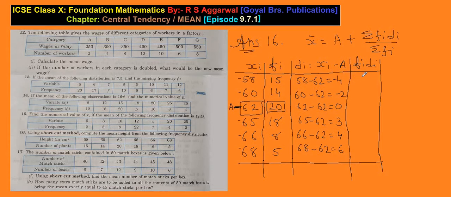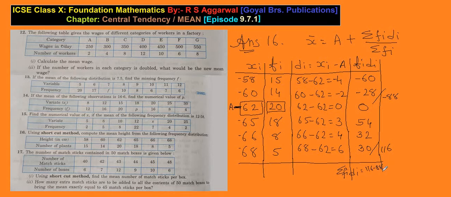Now 15 fours are 60, with the minus sign it is minus 60. 14 times minus 2 is minus 28. 20 multiplied by 0 is 0. 18 threes are 54, 8 fours are 32, 5 sixes are 30. Here we require sigma fi di. So the negatives give minus 88 and the positives give 116. Now it is 116 minus 88.